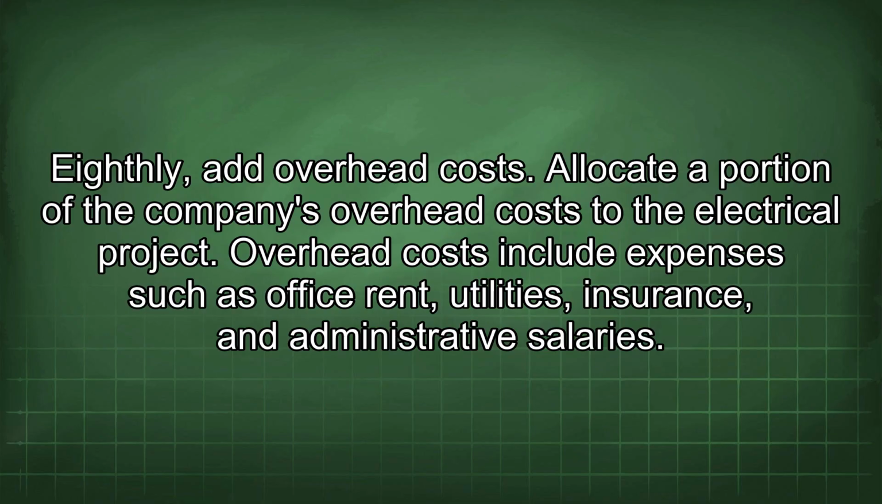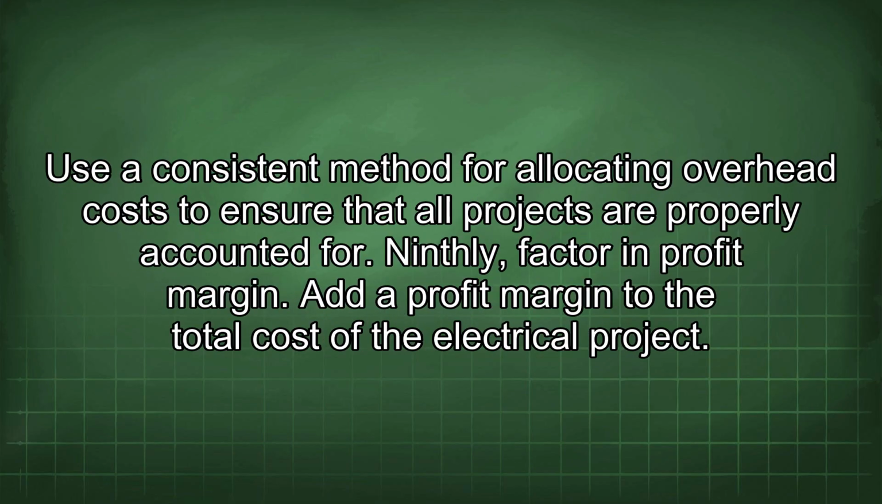Eighthly, add overhead costs. Allocate a portion of the company's overhead costs to the electrical project. Overhead costs include expenses such as office rent, utilities, insurance, and administrative salaries. Use a consistent method for allocating overhead costs to ensure that all projects are properly accounted for.